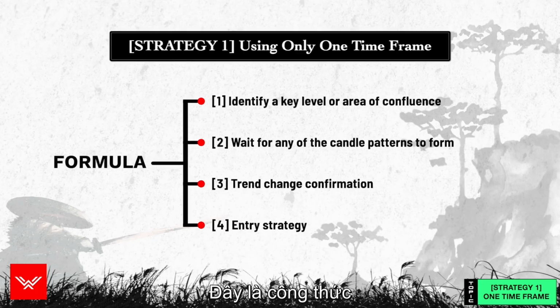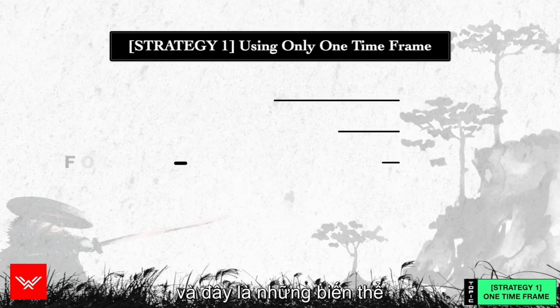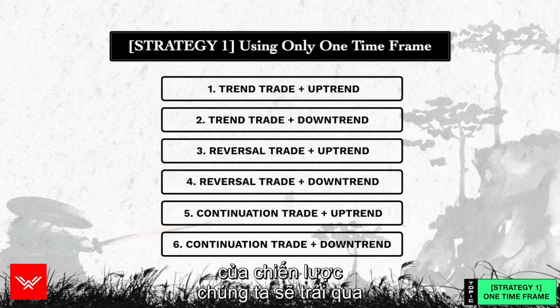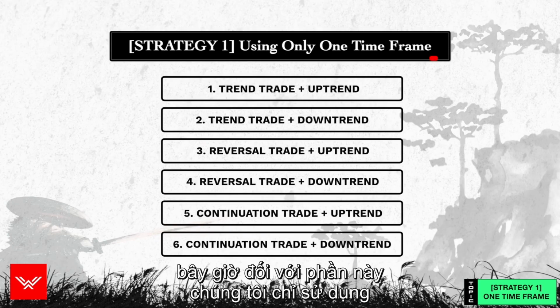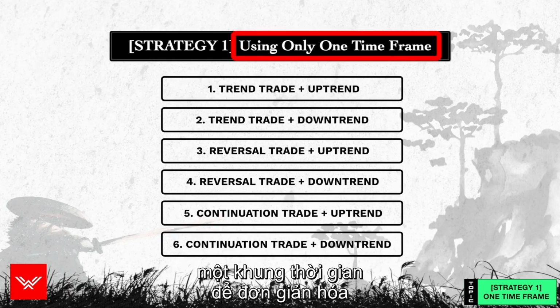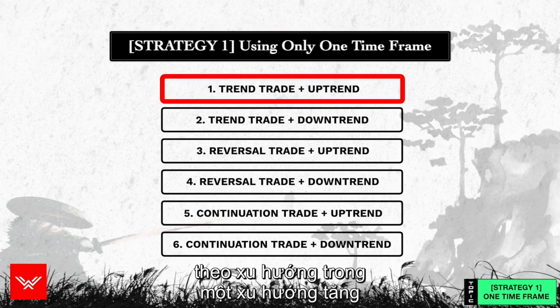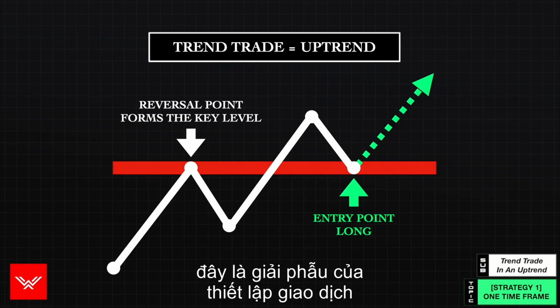So here's the core formula of the strategy. And here are the variations of the strategy we'll be going through. Now, for this section, we are only using one time frame to keep it simple. So, starting with the first, which is a trend trade in an uptrend. Here is the anatomy of the trade setup.